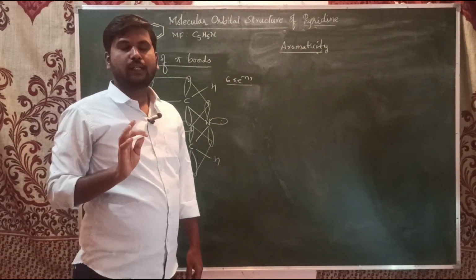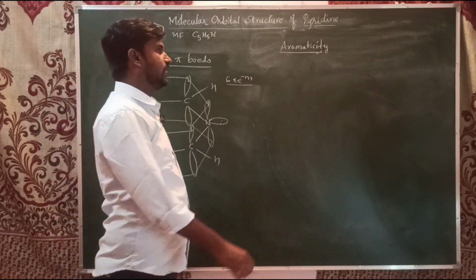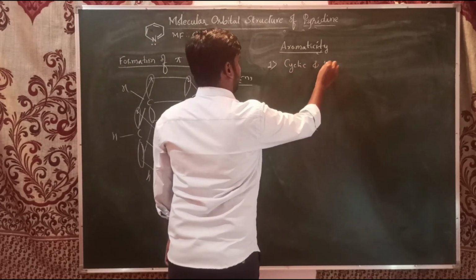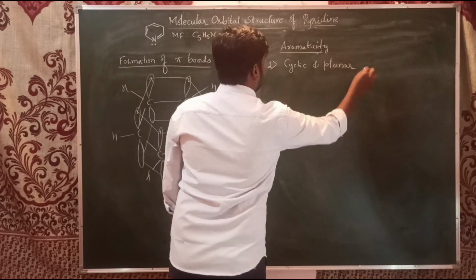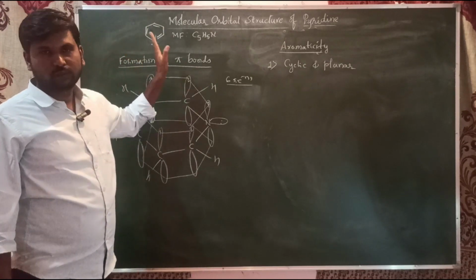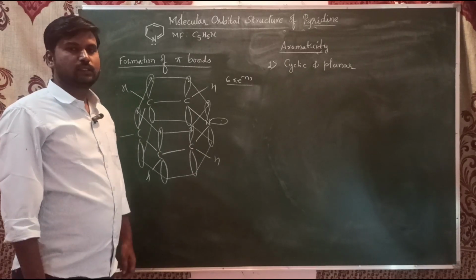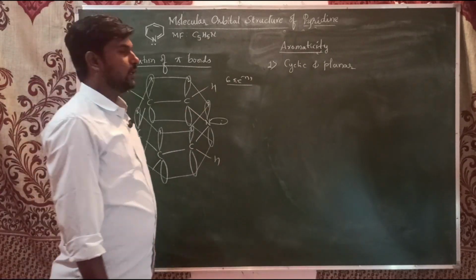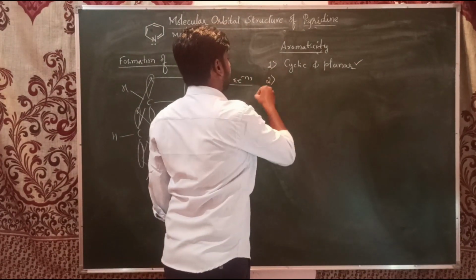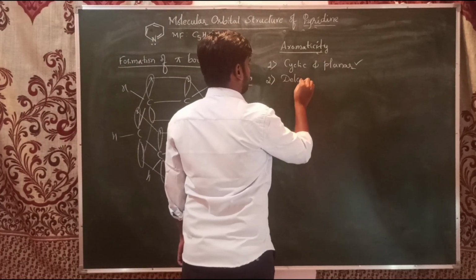You already know that four criteria should be fulfilled by any compound to show aromaticity. The first criterion is that the compound should be cyclic and planar. Pyridine is cyclic and planar. If the ring starts with nitrogen, it ends with nitrogen, so it is cyclic. And as it is sp2 hybridized, it shows trigonal planar geometry, hence it is planar. So the first criterion is fulfilled. The second criterion is that it should show delocalization of pi electrons.